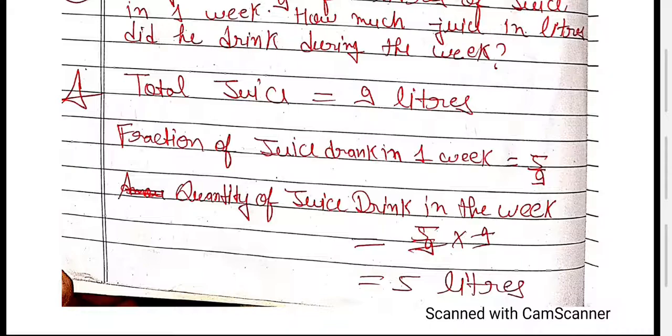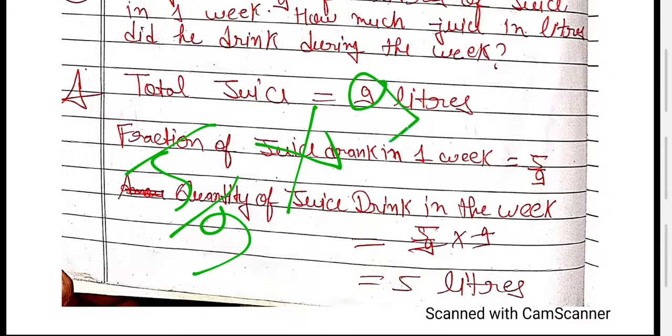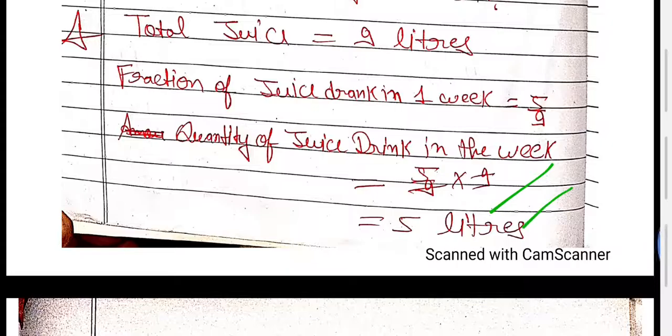So the total juice is 9 liters. The fraction of juice drunk in 1 week is 5/9. Then what is the quantity of juice drunk in 1 week? So 5/9 of the total. Of means multiply, and total means 9. Cut 9 by 9, what will you get here? 5. So the answer is only 5 liters.